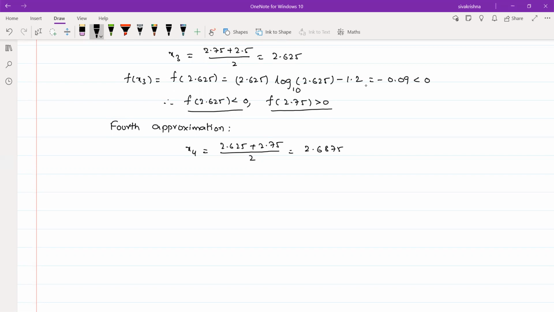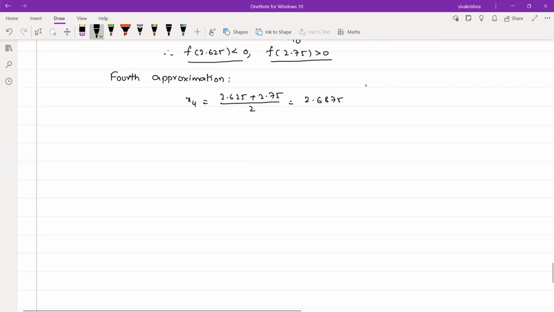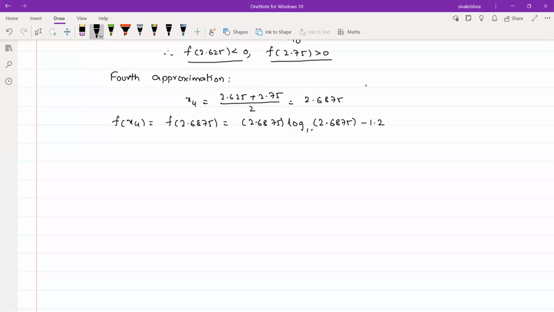Okay, right. So after getting x4, we have to find f of x4, and this is equal to f of 2.6875. It means we have to substitute this particular value in the given equation, into log of 2.6875 minus 1.2. Of course, here we are having base 10, and this is equal to minus 0.046, which is less than 0. Okay, it means f of 2.6875 is a negative value.